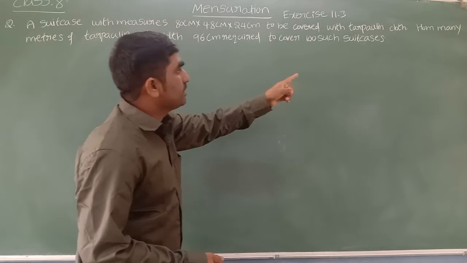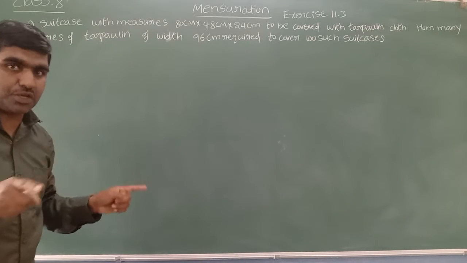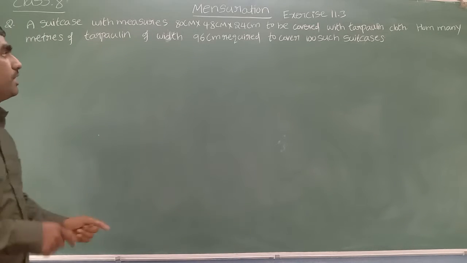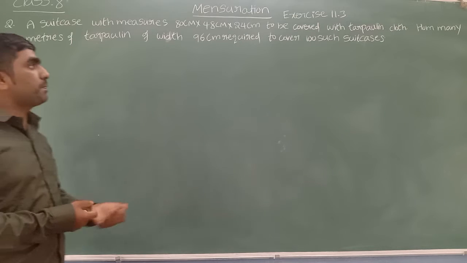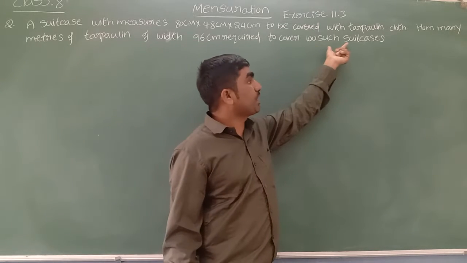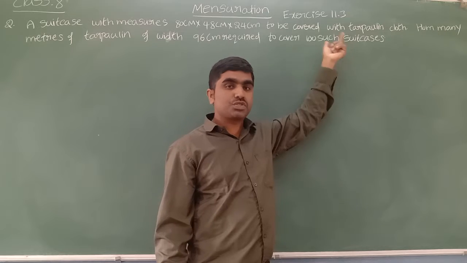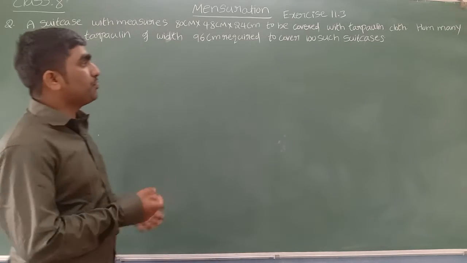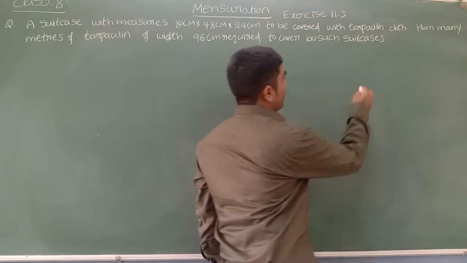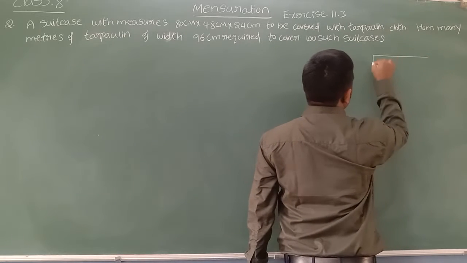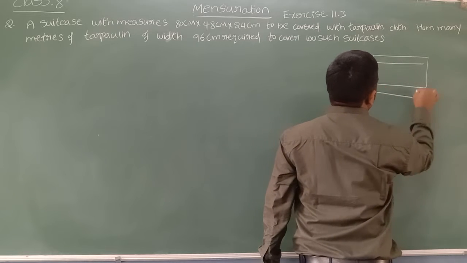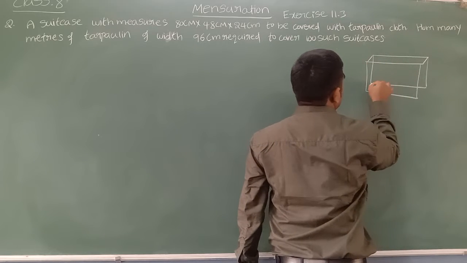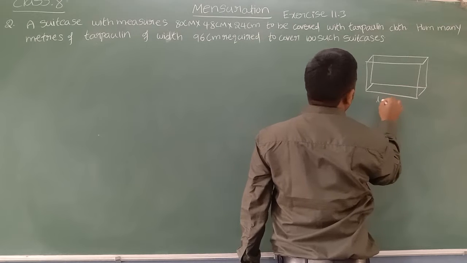This tarpaulin cloth is in rectangle shape. For that rectangle, he gave the width and is asking how many meters of length. So we have to find how many meters of length of the tarpaulin cloth is required to cover 100 such suitcases. First we need to find the cloth required for one suitcase. The suitcase is in cuboid shape. So here the length of the suitcase, L, is equal to how much?